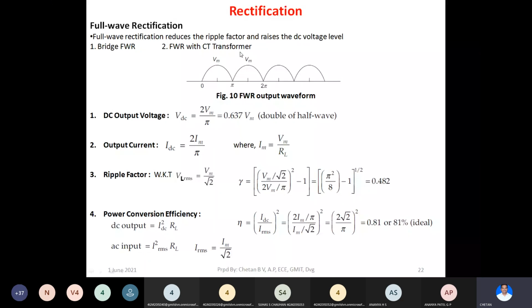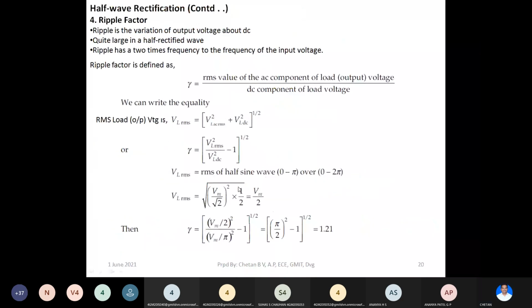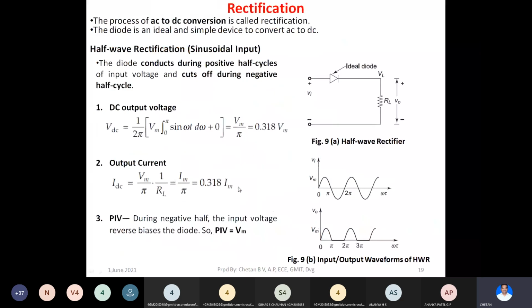Now, before going to the actual operation of this bridge rectifier, let us derive the parameters, just like we derived the parameters for a half wave rectifier. The first thing is the DC output voltage. To calculate this DC output voltage, you perform integration over the complete cycle, that is from 0 to 2 pi.